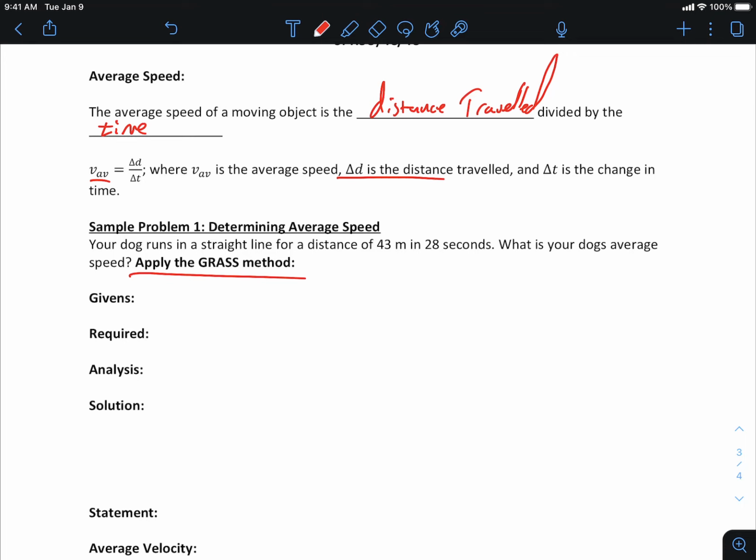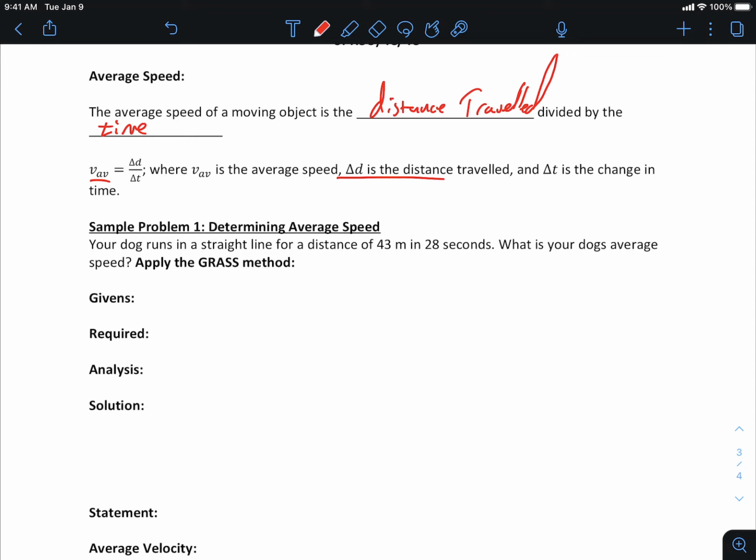Like GRASS, in case you guys haven't heard of GRASS before, we've got givens, requireds, analysis, solution, and statement. Okay, the statement is the therefore statement right at the very end. So what you do, and I just like following this sometimes, I don't write out the word GRASS anymore, but I've always been in the habit of writing out the things that I know and the thing that I don't know. Right, you need to do that.